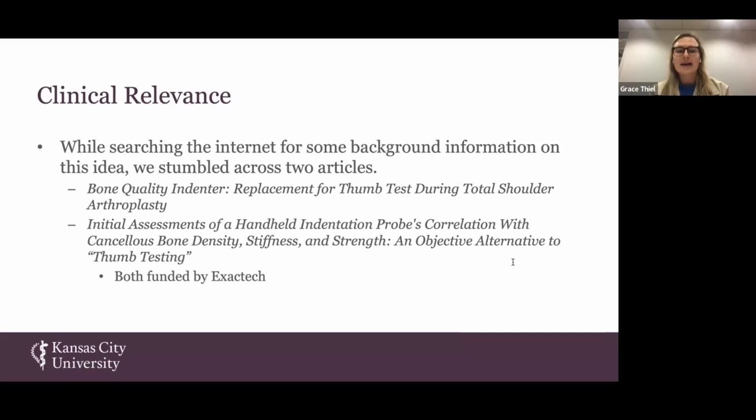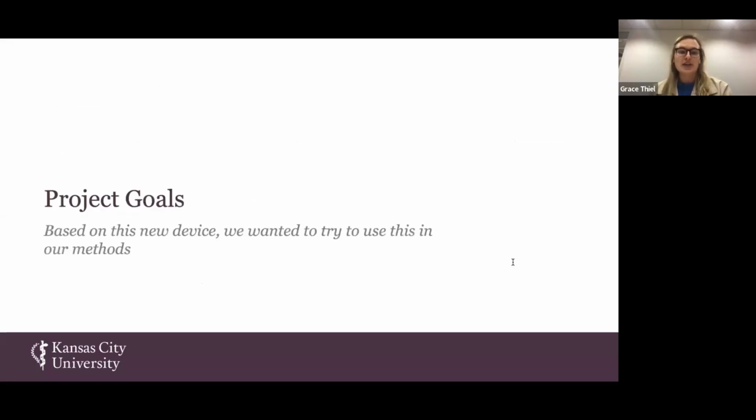While we were compiling some background information on this study, we came across two articles, both funded by Exactech, and they're both looking at the same device. This was an indentation probe, and its goal is to replace the thumb test and provide an objective measurement of the bone quality compared to the subjective thumb test. This device is currently up for FDA approval to be used in surgery, and these studies were just looking at its usability. Once we read this, we thought this is a really cool device, and we wanted to try to use it in our methods in assessing the cortical bone rim.